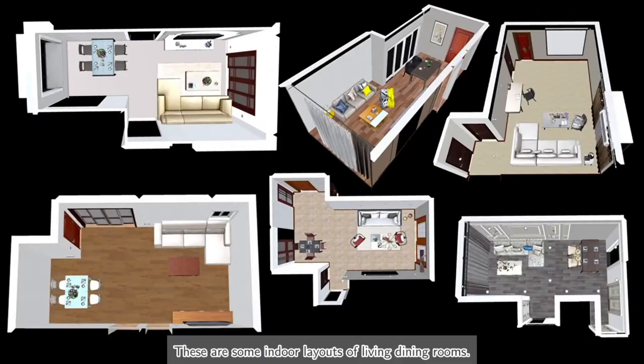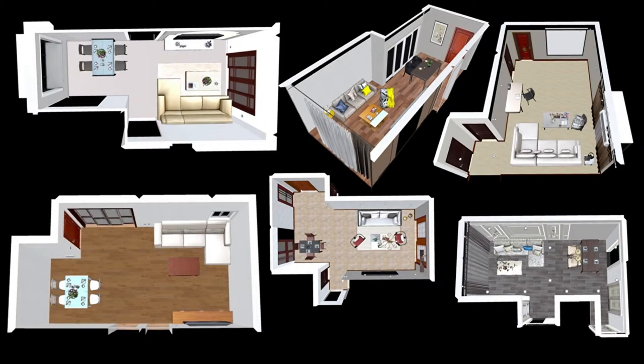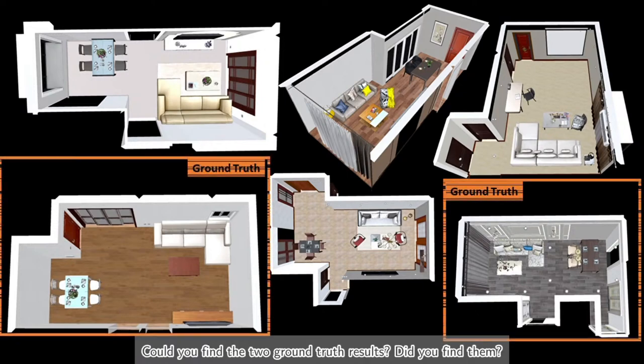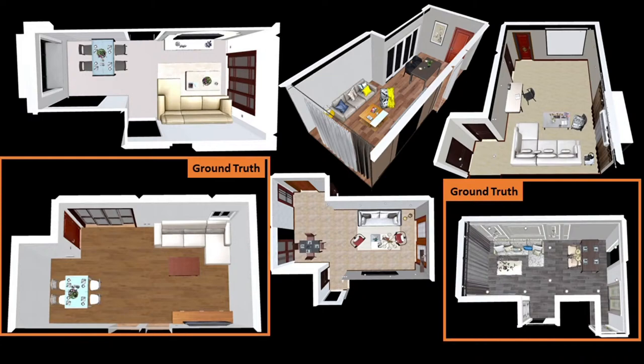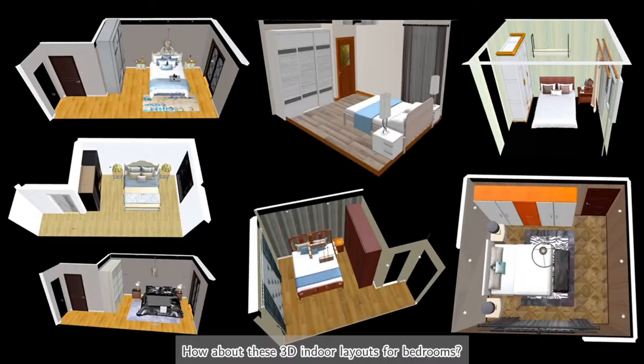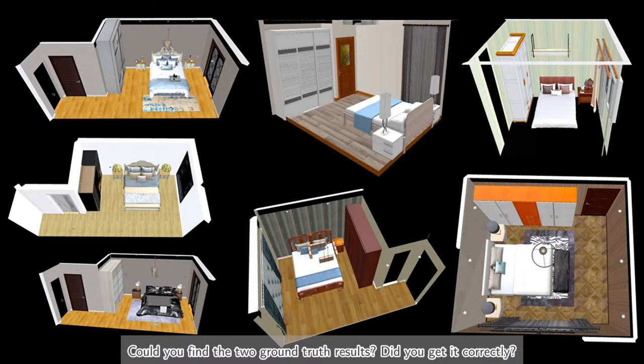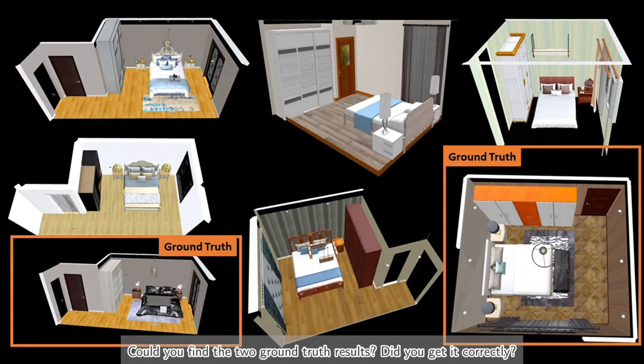These are some indoor layouts of living dining rooms. Could you find the 2 ground truth results? Did you find them? How about the 3D indoor layouts for bedrooms? Could you find the 2 ground truth results? Did you get it correctly?